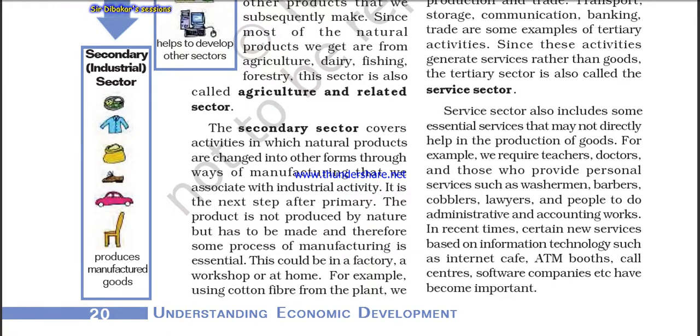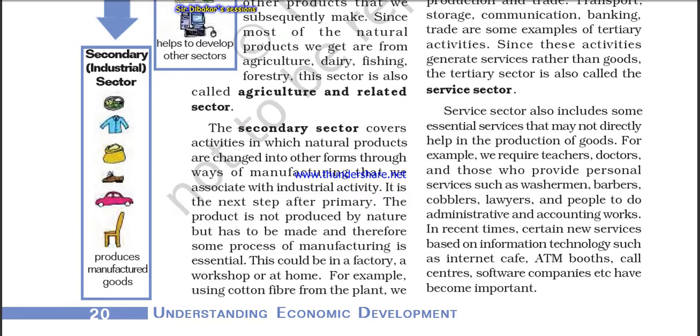So basically we found that sectors can be classified on the basis of the nature of the activity performed. Based on activities, there are three sectors in economics: primary sector, secondary sector, tertiary sector. Clear? It's all based on what? Based on the nature of the activity, we have got three different kinds of sectors: primary sector, secondary sector, and tertiary sector.